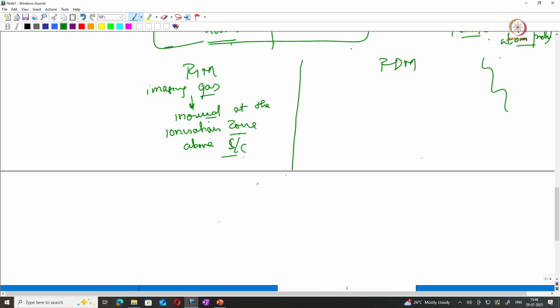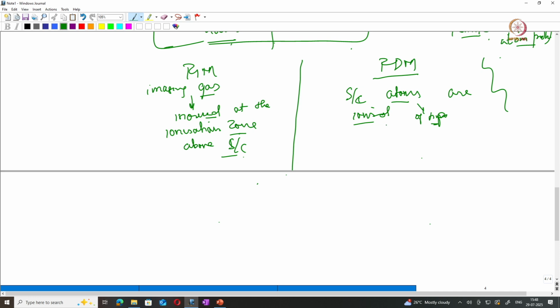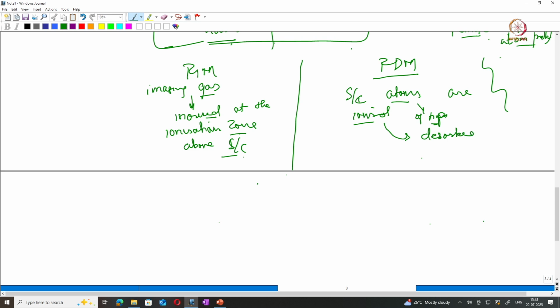Now, in FDM, this is not the case. In FDM, the surface atoms of the tip are ionized, and due to the potential difference, the voltage and electric field, these ionized surface atoms get desorbed. That's why these are called field desorption images, or field desorption microscopy.